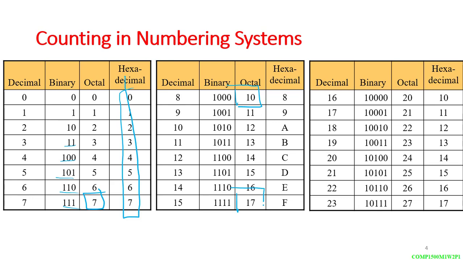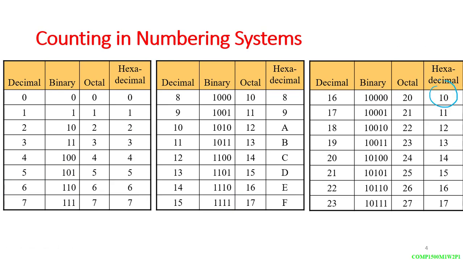In hexadecimal, we count 0, 1, 2, 3, 4, 5, 6, 7, 8, 9, A, B, C, D, E, F. After F, we get 10, which corresponds to 16. Then we have 11, 12, 13, 14, 15, 16, 17.